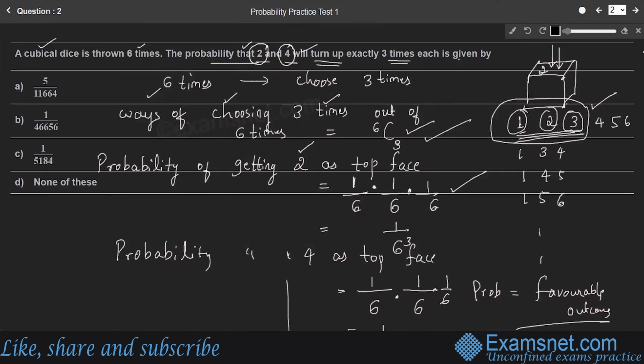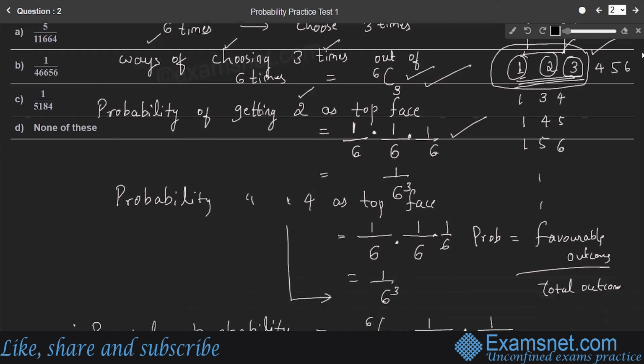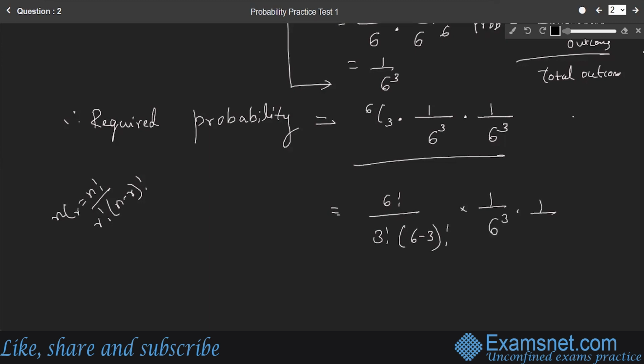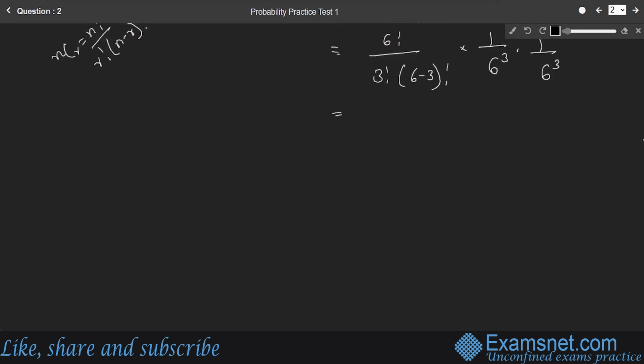Here, among the given options, we have the answers in the form of fractions. So we'll convert 6C3 into a whole number. 6C3 is factorial 6 divided by factorial 3 into factorial 6 minus 3. We are using the nCr formula: factorial n divided by factorial r into factorial n minus r. Whereas 6 cube we'll leave as it is, into 1 by 6 cube. Simplify this and you will get the answer. So factorial 6 can be written as 6 into 5 into 4 into 3 into 2 into 1.